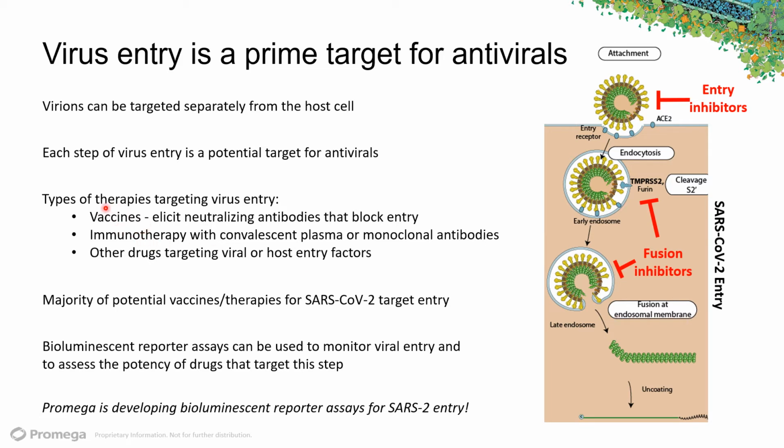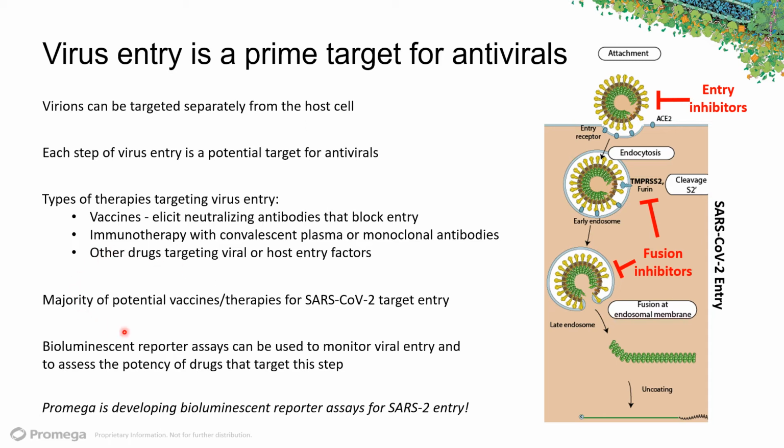Probably the most classic type of therapy would be vaccines. Vaccines typically will elicit the development of neutralizing antibodies. These are antibodies that can coat the viral particle in a way that prevents it from entering the cell. You can also have immunotherapy, either using plasma from patients who have successfully encountered and cleared the virus infection, or you can have antibodies generated in a lab setting that can act much the same way as these neutralizing antibodies. And then there are, of course, other drugs that can target viral or host entry factors involved in this process.